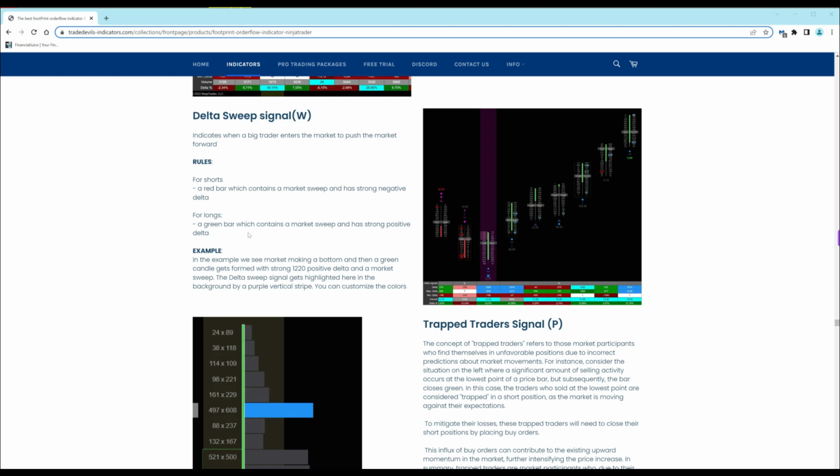A green bar which contains a market sweep. This will be easier to see when we get onto a chart with a very strong positive delta. So you see with the bright blue down here we have a very strong positive delta, and you can't see it very well here, I know, but you're completely sweeping out the upper end of that candle.